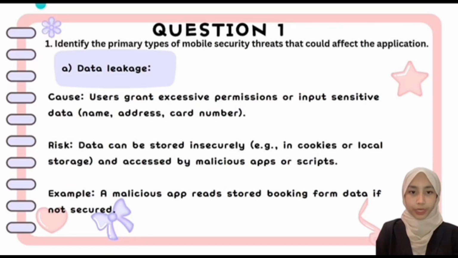I'm presenting question 1. Identify the primary types of mobile security threat that could affect the application. A. Data leakage, caused when users grant excessive permission or input sensitive data: name, address, card number. Risk: data can be stored insecurely and accessed by a malicious app or script. For example, a malicious app restores booking form data if it is not secure.